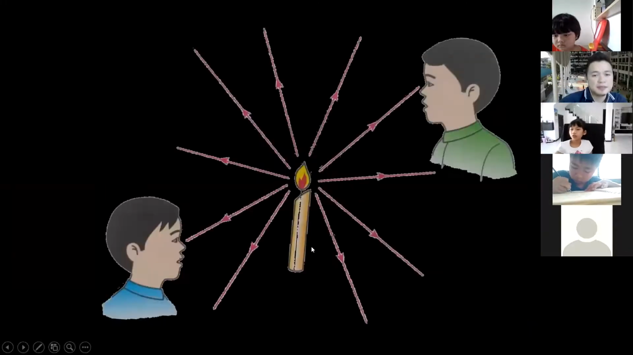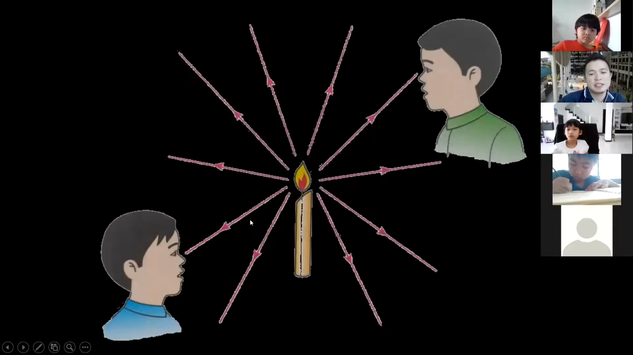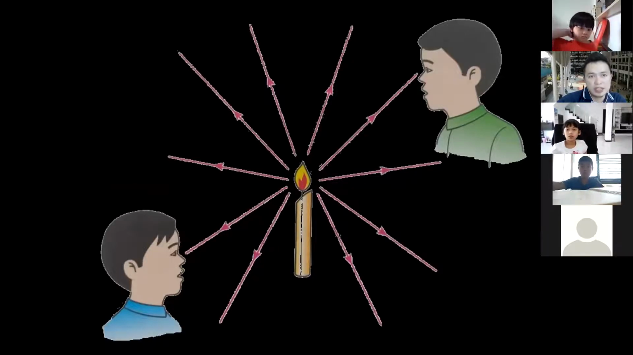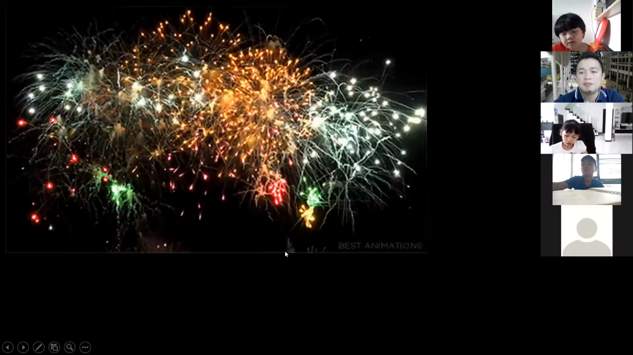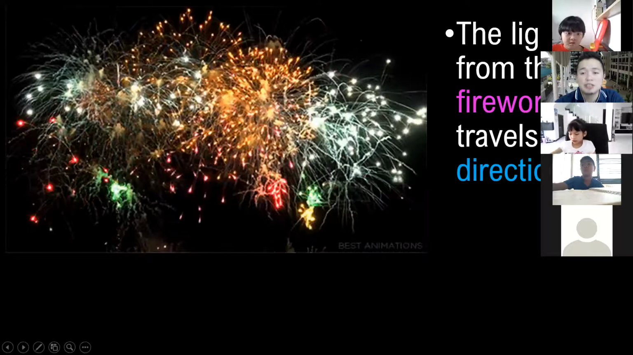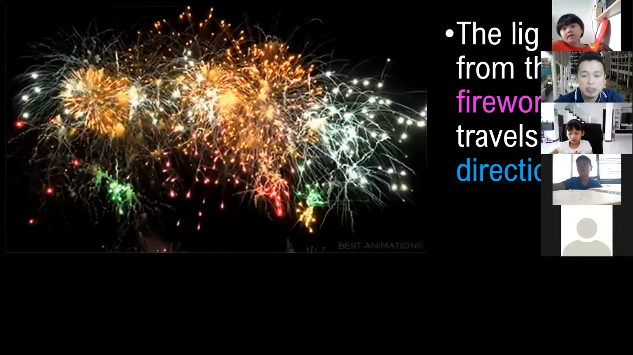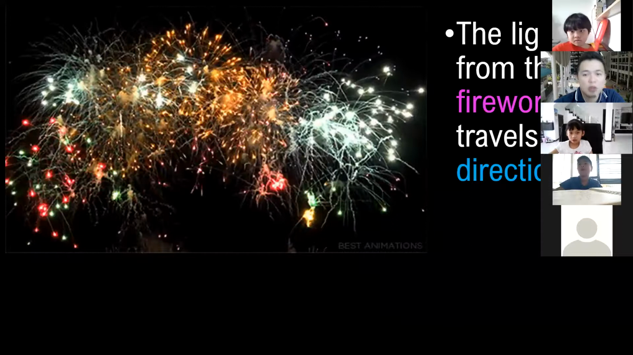Another thing, light travels in different directions. Look at this, kids. Light travels in all directions. You can see the light, not only you, but also your friends, your family, or whoever watches or reaches that light, they can see the light. Another thing here, the light from the fireworks travels in all directions. See that?